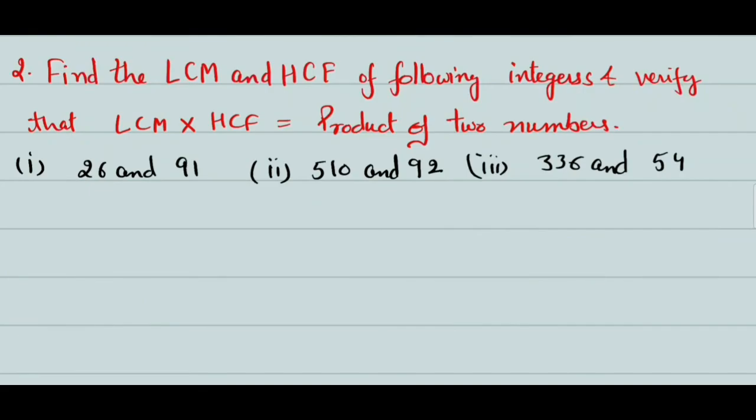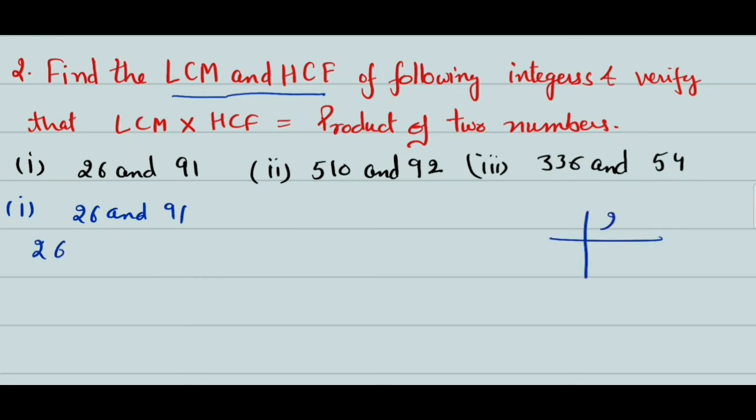Here in the second question we have: find the LCM and HCF of the following integers and verify that LCM into HCF is equal to the product of the two numbers. So let's take the first question here. First is 26 and 91. Now find the prime factors of 26.